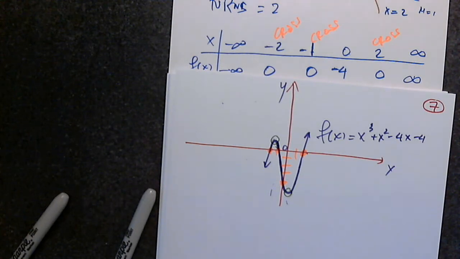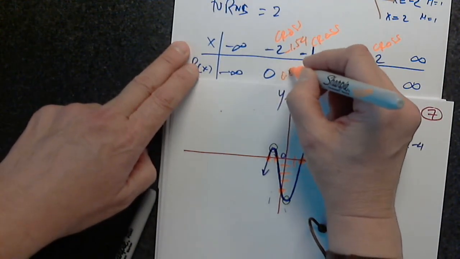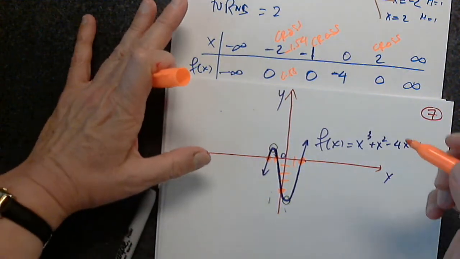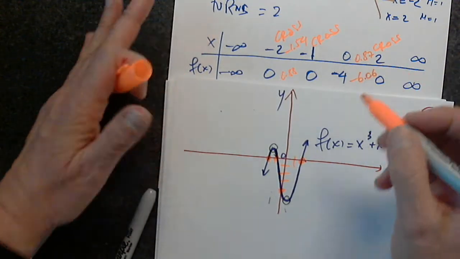Okay, so the maximum is at -1.54, and the maximum is 0.88. Not a big maximum. And now I want to determine the minimum. And the minimum is between 0 and 2. So I go to second and calc. Minimum is 3. Let me know if you need help, anyone. Between 0, enter, 2, enter. I don't want to guess, just give me the minimum. So the minimum is at 0.87. And the minimum value is -6.06.